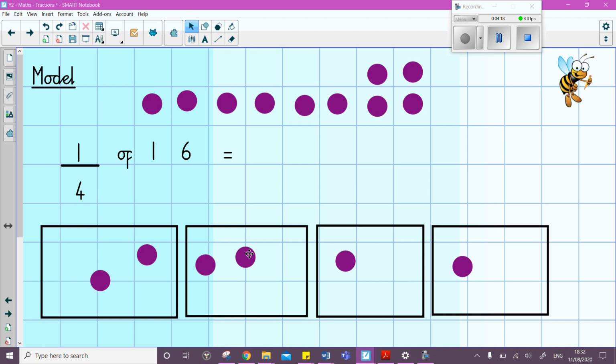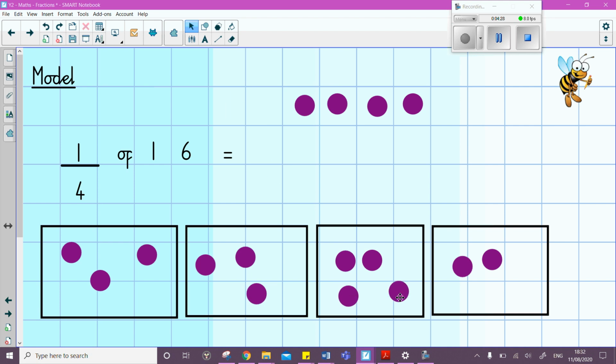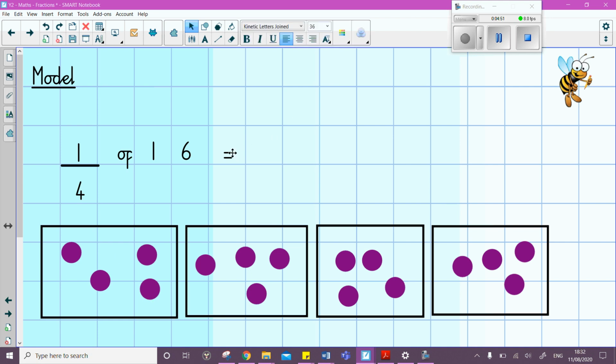So my 4 children have each got 1 chocolate button at the moment. 1 for you, 1 for you, 1 for you, 1 for you. They now have 2 chocolate buttons each. 1 for you, 1 for you, 1 for you, 1 for you. Oh, what did I do wrong? Yeah, that's right. Instead of giving this one to this child, I gave it to the 3rd child, and that would not have been sharing equally. Let's do our last 4. 1 for you, 1 for you, 1 for you, and 1 for you. So each child now has 1, 2, 3, 4 chocolate buttons, which means 1/4 of 16 is 4.